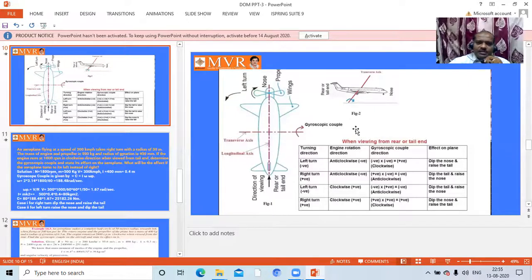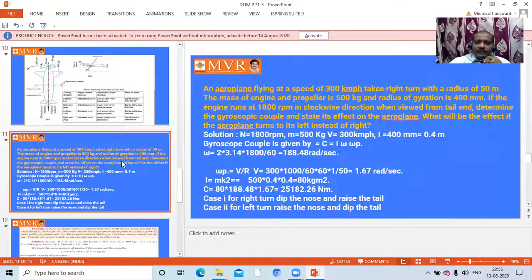So we can explain this gyroscopic couple effect on the aeroplane. Now, for better understanding, try to solve problems on the gyroscopic couple of an aeroplane, because from an examination point of view, dynamics of machinery covers aeroplanes only.